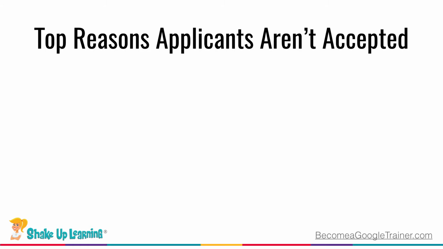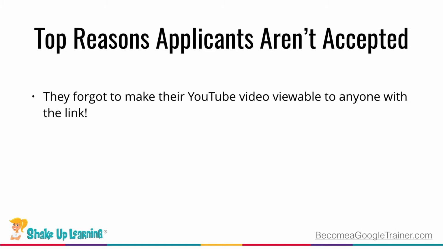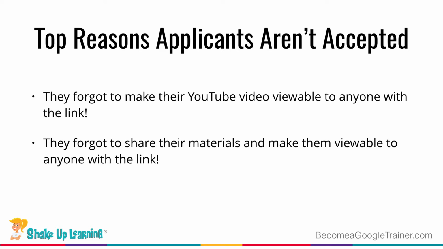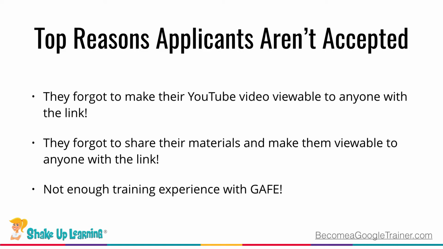Now, here are the top reasons that applicants aren't accepted. Number one, they forgot to make their YouTube video viewable to anyone with the link. So, if you want to go ahead and make it public, but at least make it viewable to anyone with the link. And they're not going to tell you exactly what it is that you did. That's the hard part. So if you're not accepted, they don't really give you a lot of feedback on why. The other one is they forgot to share their materials and make them viewable with the link. And then the last one is not enough training experience with Google Apps for Education.